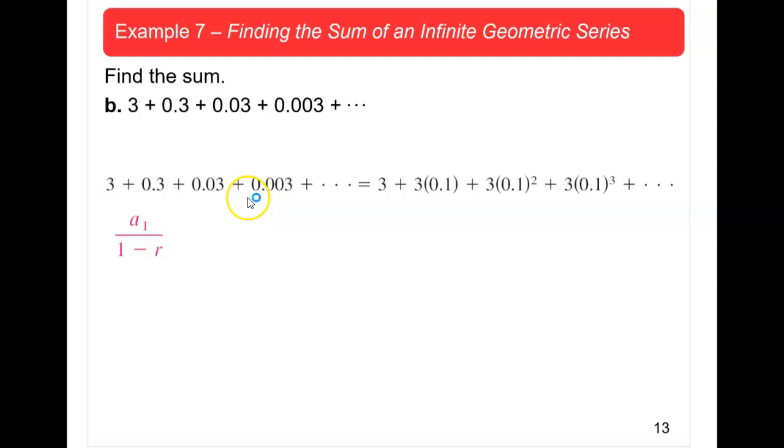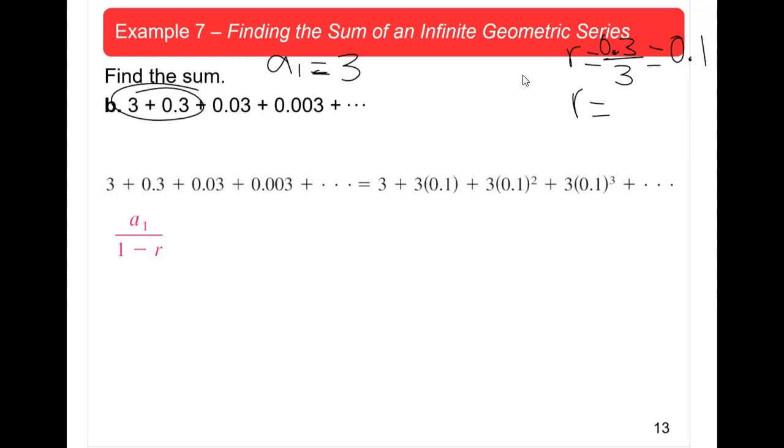Now we're going to find the sum of the sequence here. It's geometric as well. Here the first term happens to be 3. Now let's see what the common ratio is. To find the common ratio, remember we could take the second term, 0.3, and divide it by the first term, which is 3. If we do that, we will get 0.1.